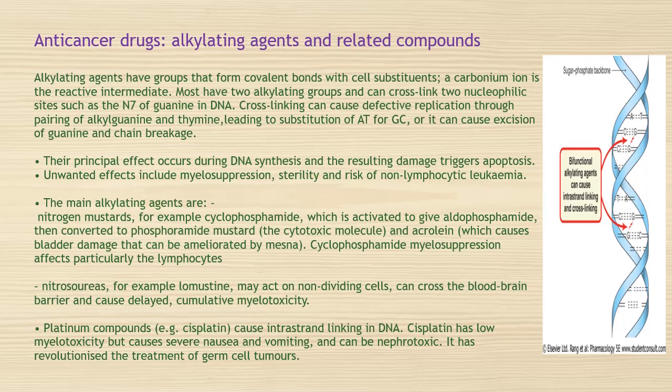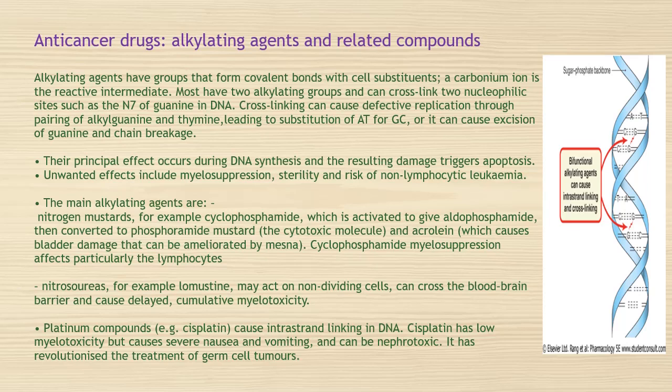They act on non-dividing cells. They can cross the blood-brain barrier and cause myelotoxicity also. Another group of compounds from the platinum compounds is cisplatin, which causes intra-strand linking in DNA. It has a low myelotoxic effect and causes severe nausea and vomiting and can be nephrotoxic. This has revolutionized the treatment of germ cell tumors.